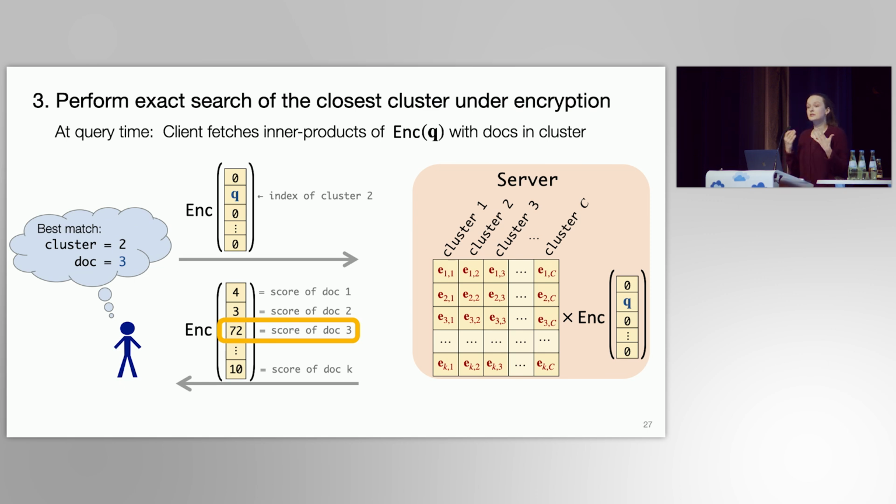Because our encryption scheme is additively homomorphic, what we're doing here is multiplying all of the elements in cluster 1 by 0. Then for all of the elements in cluster 2, we're multiplying them by the query embedding. And then for all of the elements in cluster 3 onwards, we're again multiplying them by 0. So really, what the user is getting back here is the encrypted inner product scores between the query and all of the documents in cluster 2. Our user can now just decrypt, find the largest entry, and conclude that in this case, the best matching document is document 3 in cluster 2.